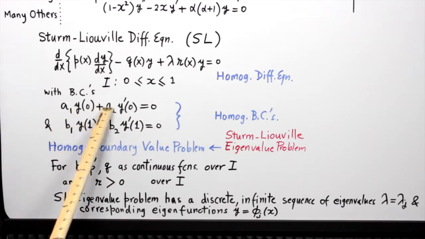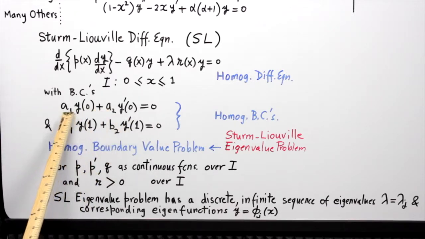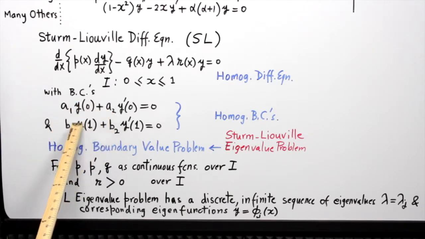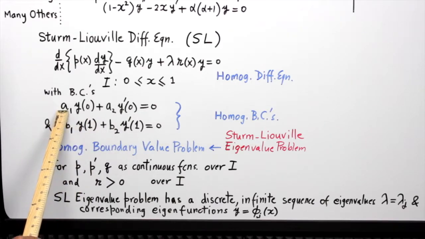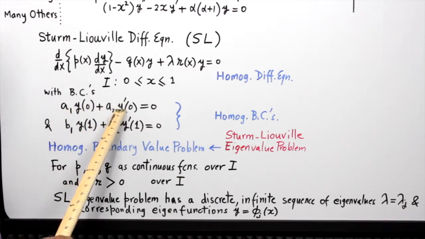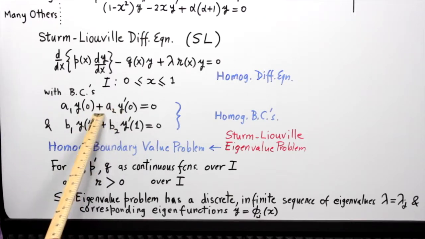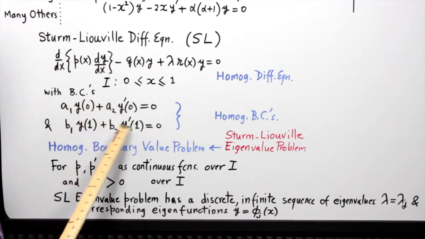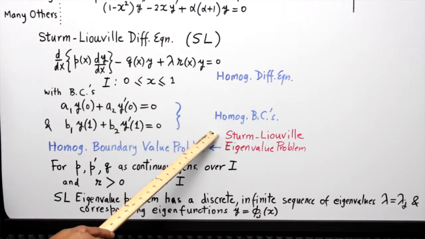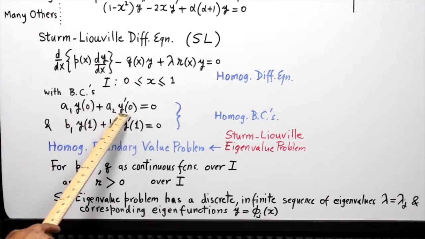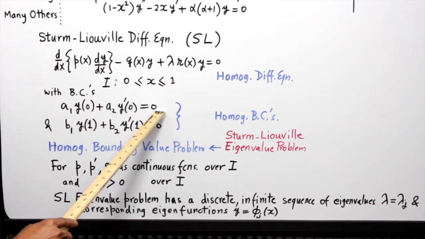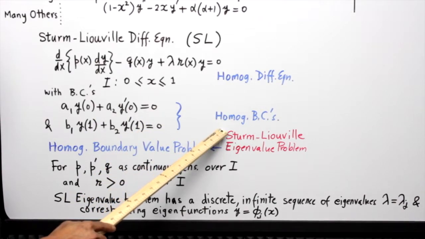Of course, these are known constants, and there may be situations where one of these, a1 may be 0 or a2 may be 0, b1 may be 0 or b2 may be 0, but it is assumed that a1 and a2 are not together 0. So at least one of them is non-zero, or they could both be non-zero. Both are possible. You can note that some quantity that is a linear function of the dependent variable is set equal to 0. So these are homogeneous boundary conditions.